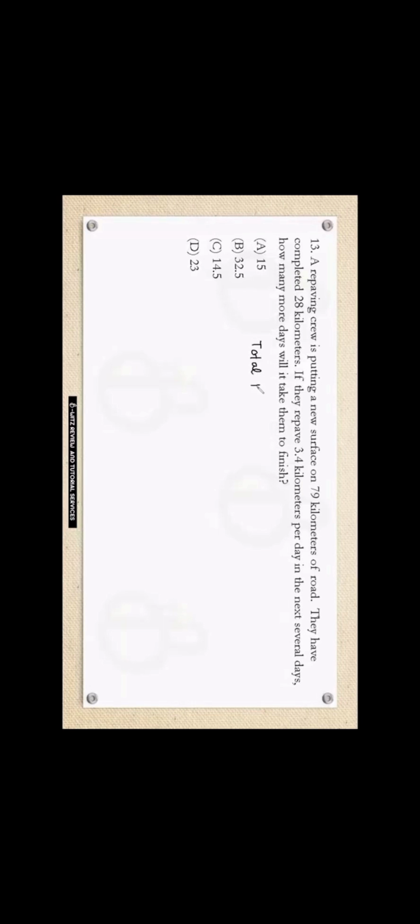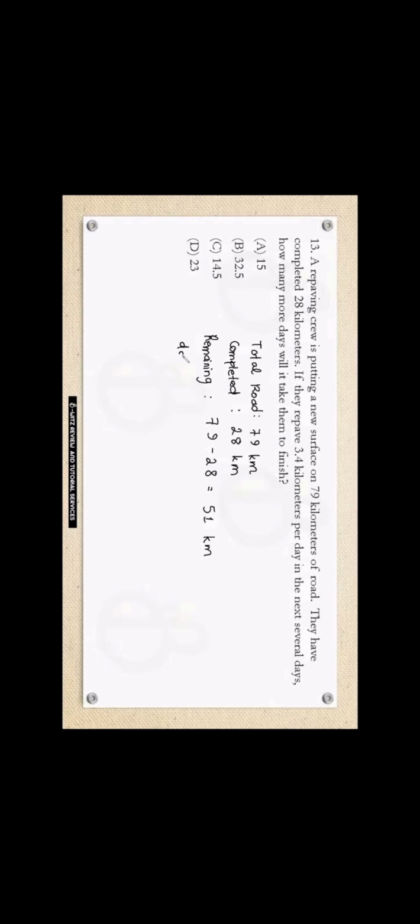Let's write our given here. And this one is 79 kilometers. Completed will be 28 kilometers from our given two sentences here. Next, we know that the remaining will be the difference of the two. So that must be 79 minus 28, and we will get 51 kilometers. This will be our remaining road to complete.